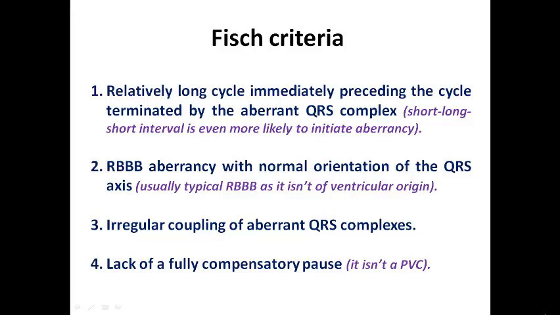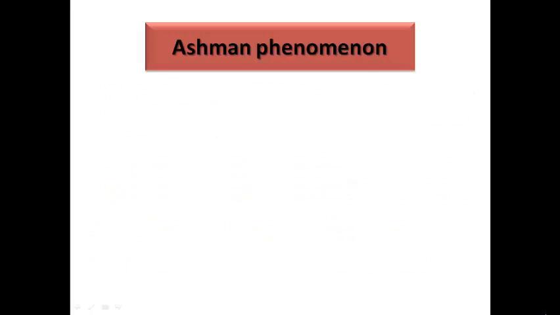Number three, we see irregular coupling of the aberrant QRS complex. They appear irregularly and they can be more than one in the same ECG strip. And number four, there is lack of a fully compensatory pause because it is not a PVC. It is just aberrant conduction. So the aberrant beat would not be followed by a compensatory pause as we can see in ectopics.